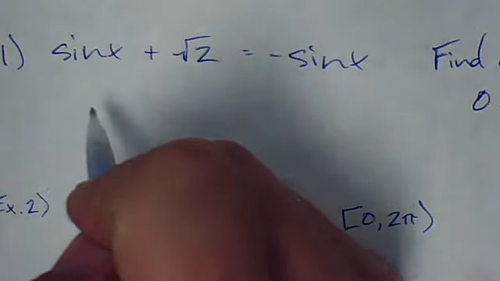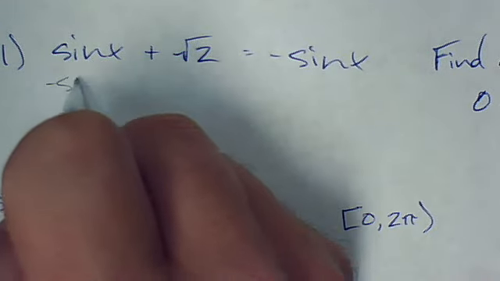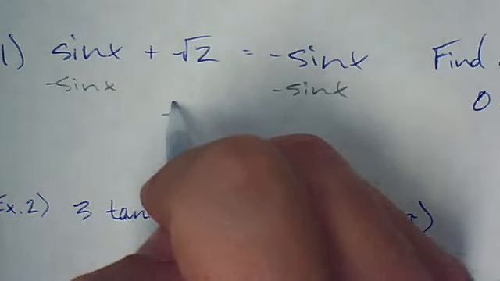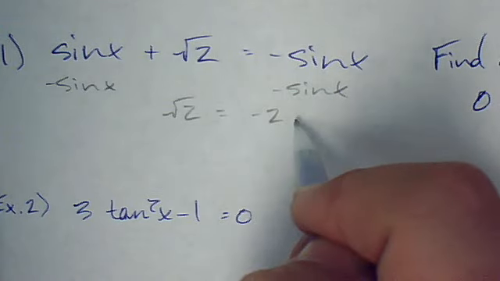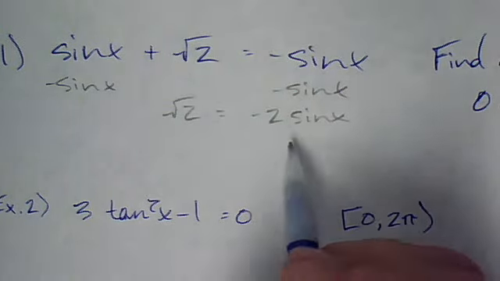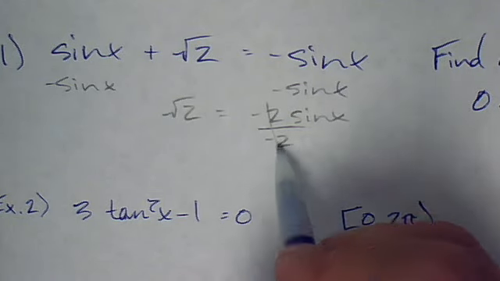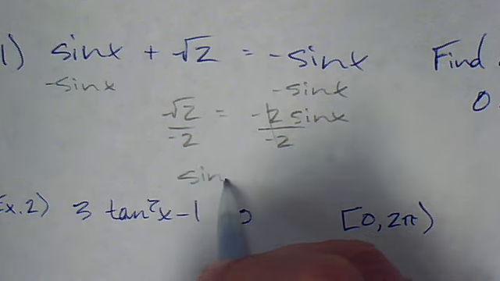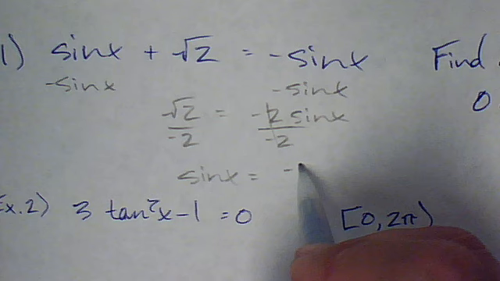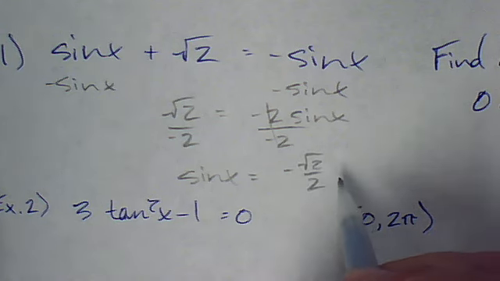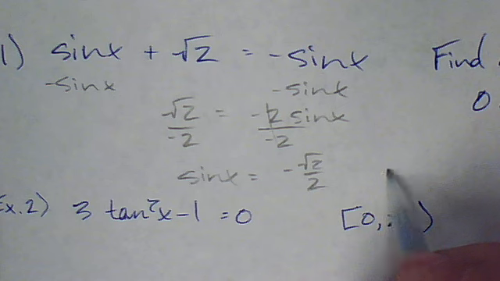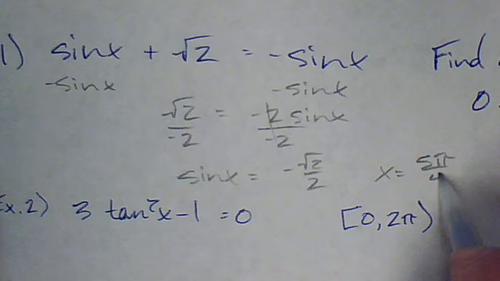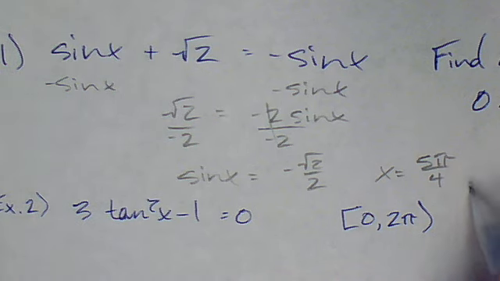So right here, if you're solving for x, you want to get the x's on the same side. So I'll subtract sine x from both sides. So I get square root of 2 is equal to negative 2 sine x. And then I'll divide by negative 2. So we get sine x is equal to negative square root of 2 over 2. Where that happens is at, let's see, 5 pi over 4 and 7 pi over 4.